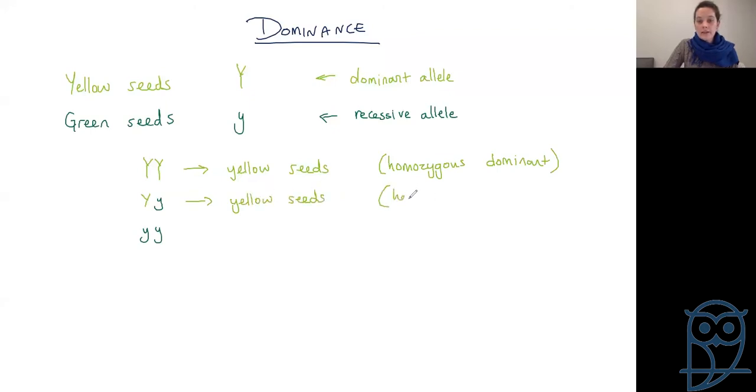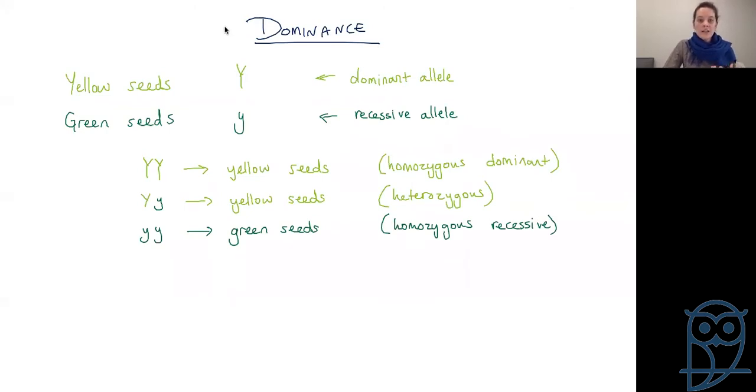And this is a heterozygous situation, but with straightforward dominance. So it's just genotype, heterozygous, phenotype, yellow seeds. It's only when we get this situation, 2 recessives, that we can actually see green seeds. So this is our homozygous, both the same, recessive. Now we're going to see that trait.